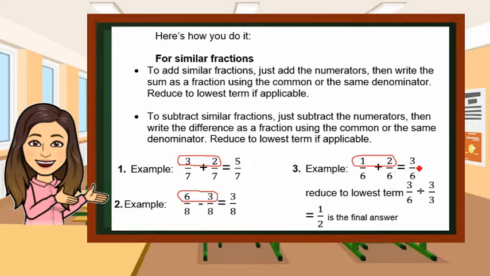However, we can reduce 3 sixths into lowest term. What number can divide 3 and 6? Of course, the largest number that can divide them both is 3. So 3 divided by 3, the numerator will be 1. Then 6 divided by 3, the denominator will be 2. And 1/2 is the final answer. So I hope you can still remember our previous lesson of reducing a fraction into its lowest term.